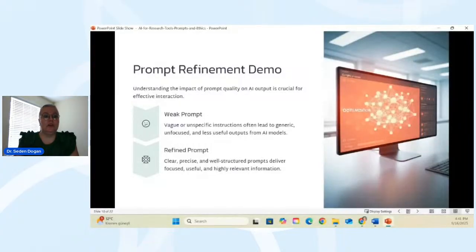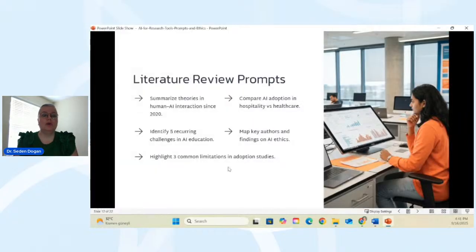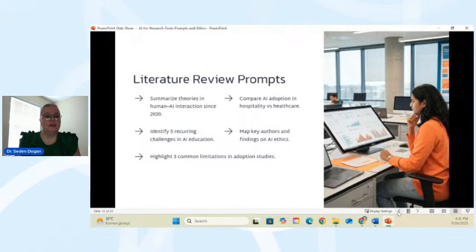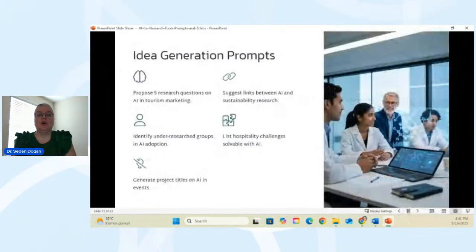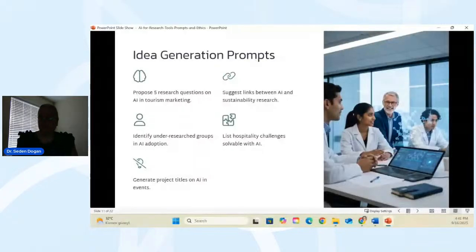So here I will walk with you through the prompts, okay? I will walk through prompts for idea generation, literature review, methodology and data analysis, writing, ethics, and dissemination, okay? Let's start with idea generation.